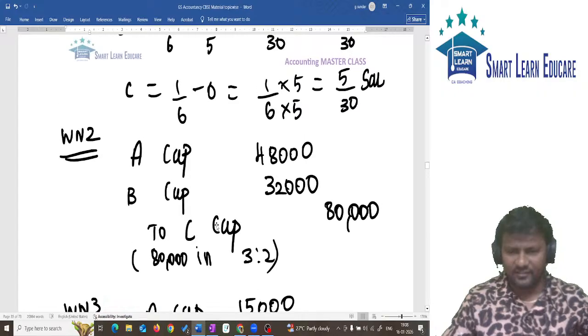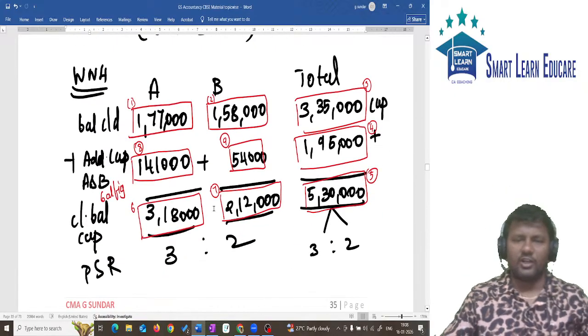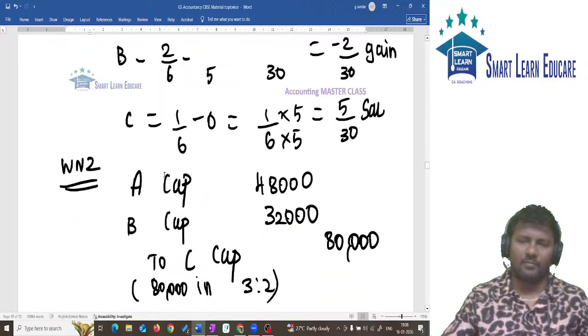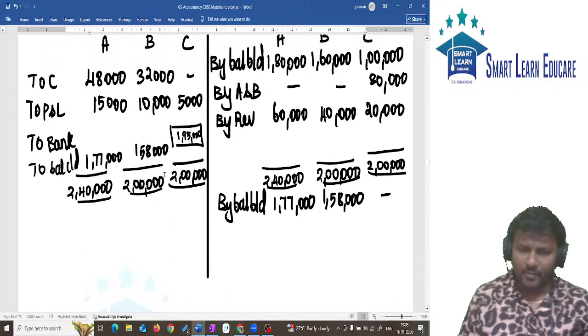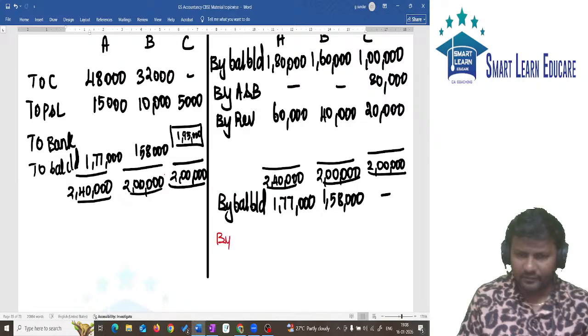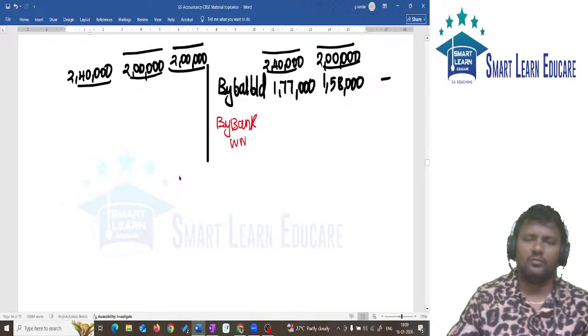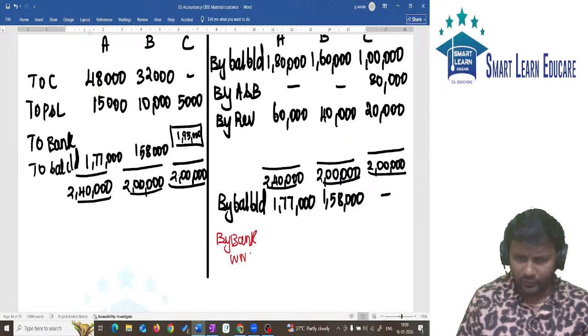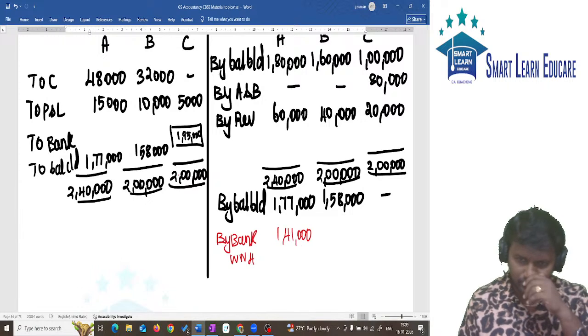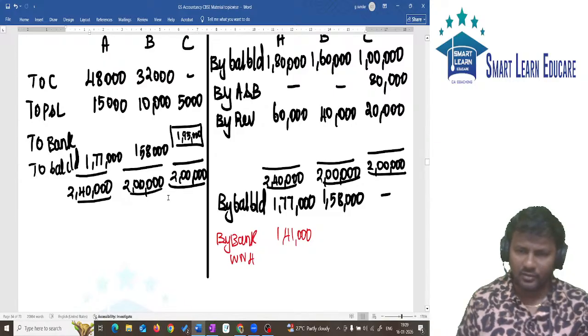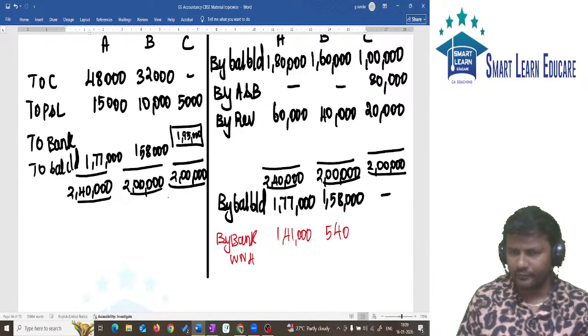Now this number, 141 and 54, is the capital brought in by the new partner. Now, bank, as per working note number 4. As per working note number 4, what is the amount brought in by the partner? 1,41,000, and the other partner, how much? 54,000.